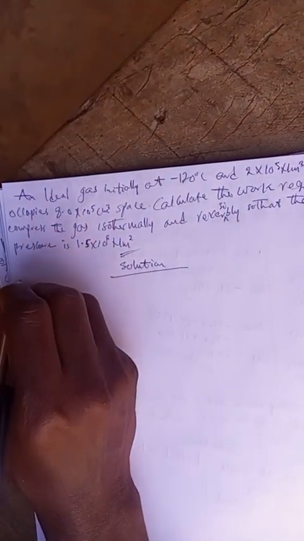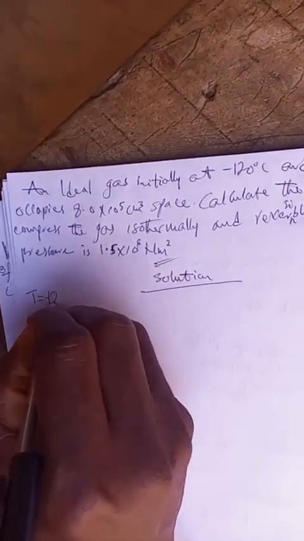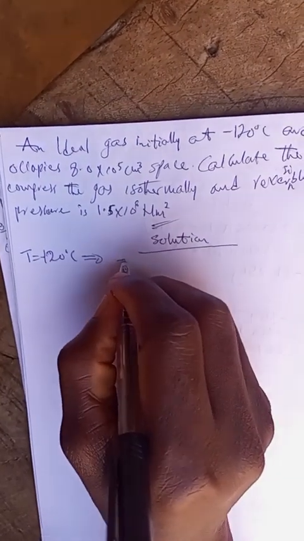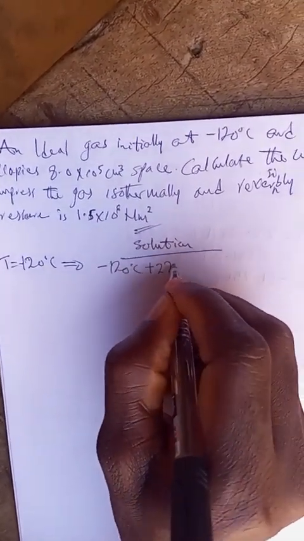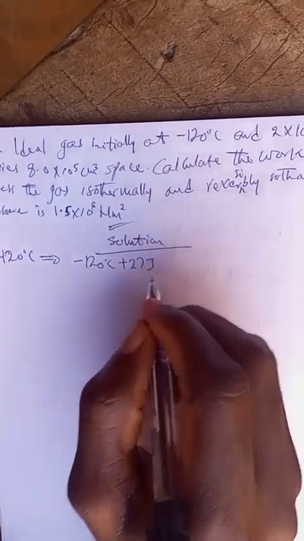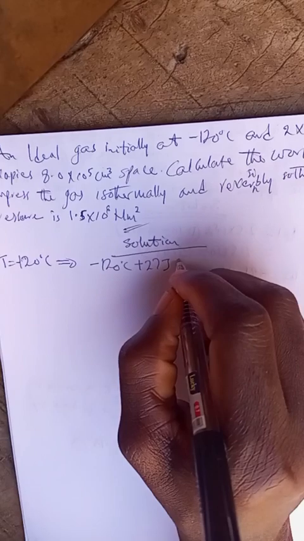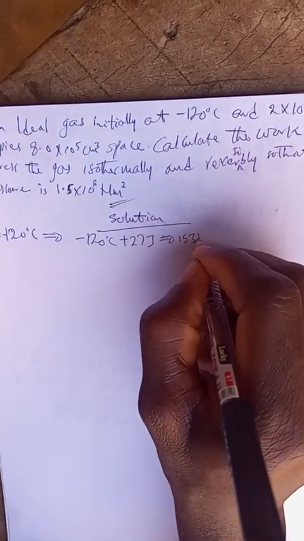Now, let us list out the parameters that we have. We have temperature, T, to be 120 degrees Celsius. If we are to convert this back to Kelvin, we just say 120 degrees Celsius plus 273, and this will give us 153 Kelvin. If you press it in your calculator, 153 Kelvin.